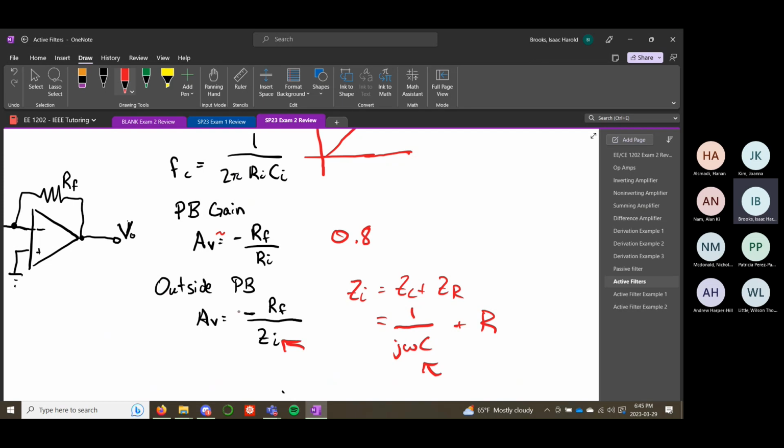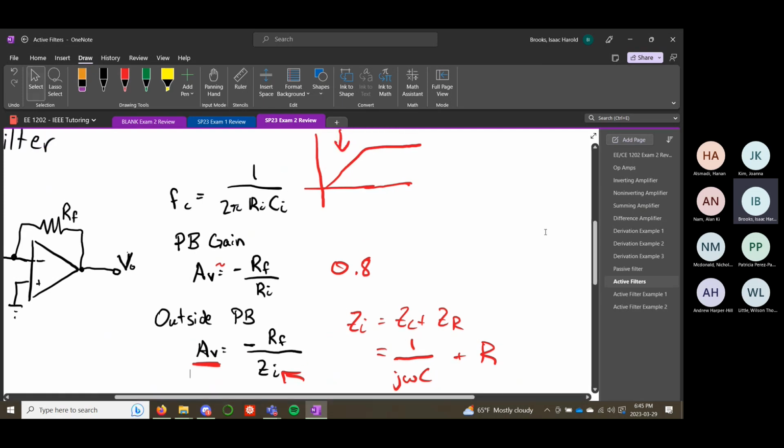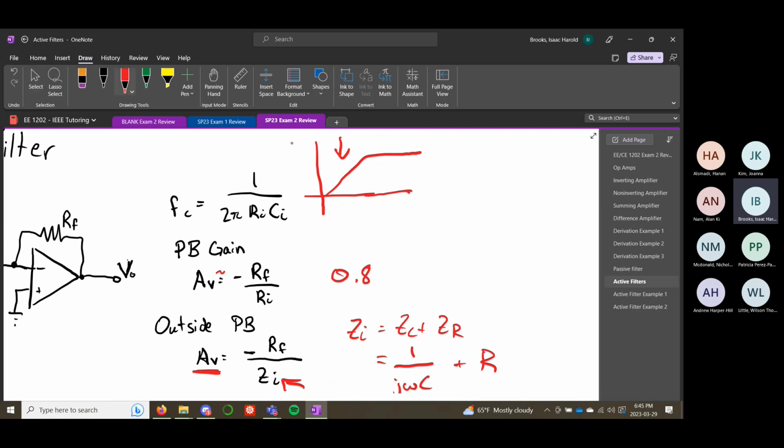And so that's where outside of your passband, instead of having a constant ratio, this is going to start to depend on your frequency. As the frequency gets lower, Zi is going to get bigger because of that capacitor. And so this ratio is going to get smaller. And that's why our gain is going down. This is our gain. Right? So there's a million ways that you can think about this, but that's really what's happening mathematically. That's why these curves have these shapes.